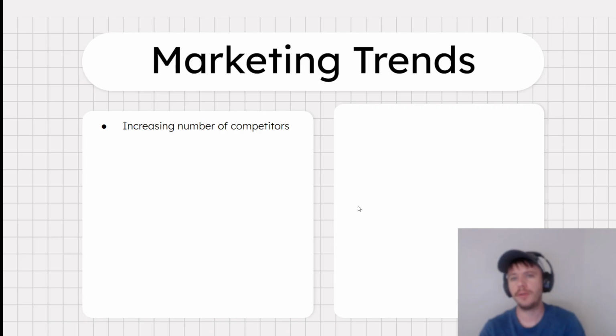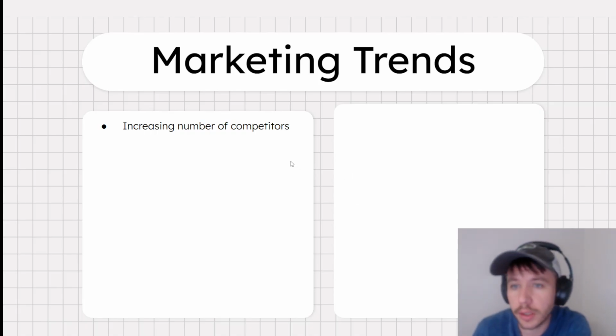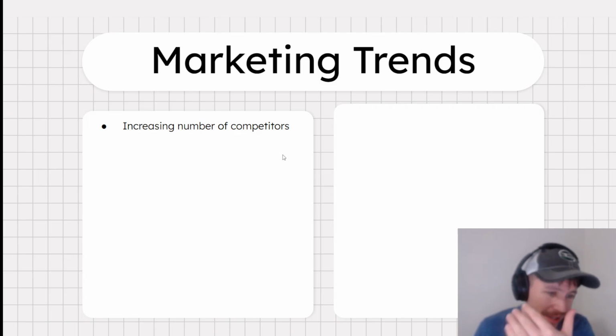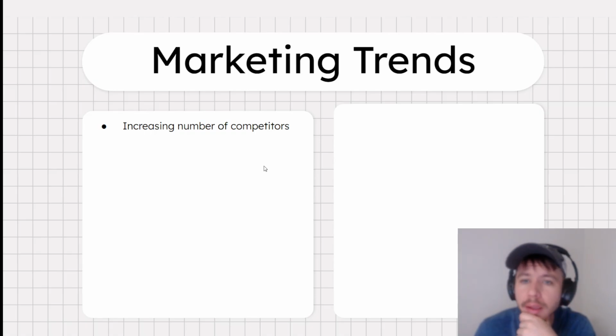Next, we have marketing trends. So there's a few trends that have been going on for a long time in America. Increasing number of competitors, and technology is just continuing to inflate this. There's more and more competitors. Now we have AI, and it's just easier to get into a lot of businesses now.